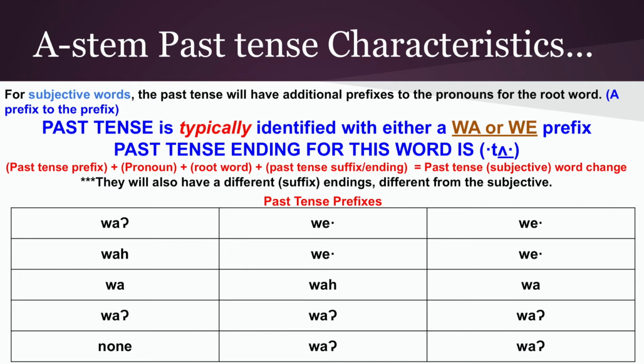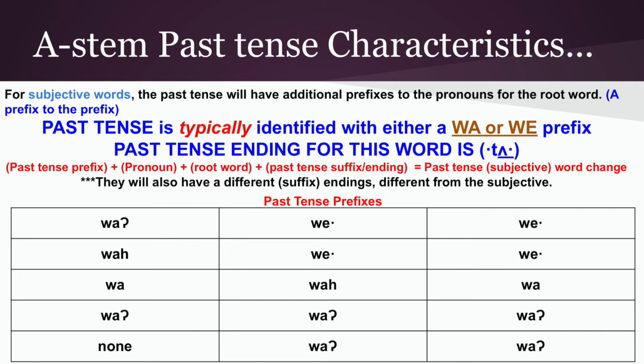Okay, so basically, how do we put our words together? You can see it with this little equation type of thing highlighted in red. It's the past tense prefix plus your pronoun plus your root word plus your past tense ending, and then you get your past tense word change or your past tense conjugation. So just remember that every verb has its own set of endings. This is strictly just for this word udlinol.